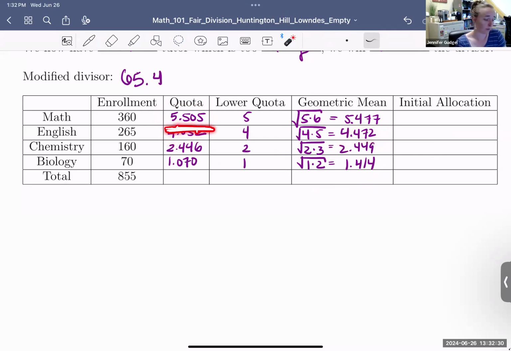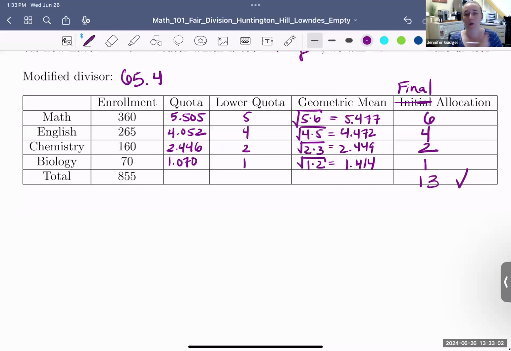5.505 is bigger. Quota's bigger, we round up. 4.0, quota's smaller, we round down. 2.446, quota's smaller, we round down. 1.0 compared to 1.4, quota's smaller, we round down. 6 plus 4 is 10, 11, 12, 13. So this is our final allocation. We are now to the point where we are done. We have the proper amount of tutors, and that is our other Huntington-Hill example.